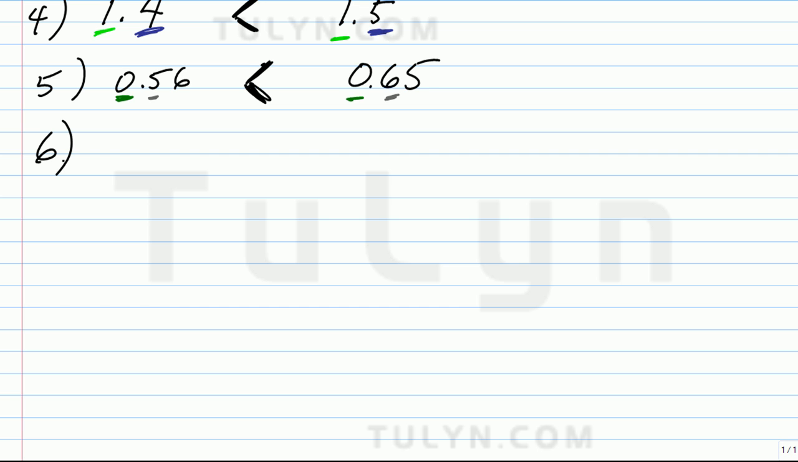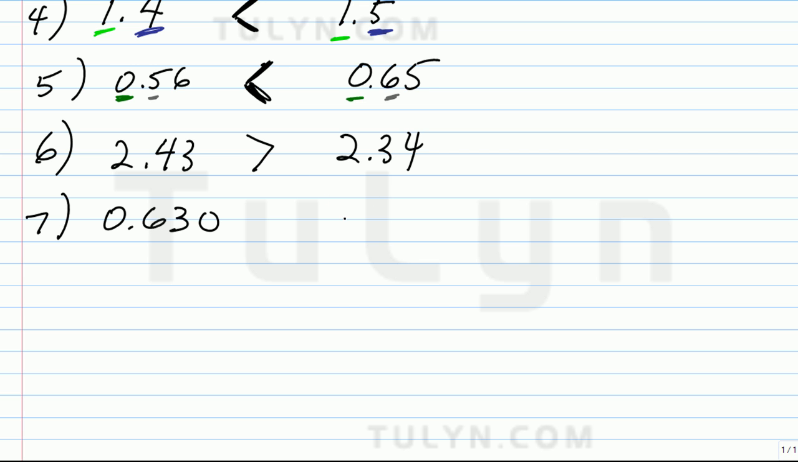Let's try the next one. Okay. How about 2 and 43/100 and 2 and 34/100? If you picked greater than, you are correct. Now this one's a little bit tricky, but I'm pretty sure I probably didn't fool you. Let's try this.